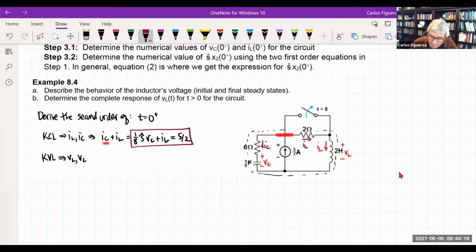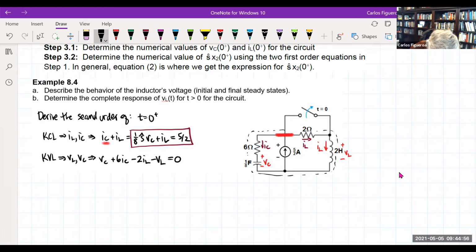So now I can write my voltage equations. My left side tells me that I have VC. Then I've got the voltage across the 6 ohm resistor, which will be 6 IC. Now I've got the left side. Now remember, these guys are negative. So in this case, I'm going to get minus 2 IL minus VL, and that's going to be equal to 0.